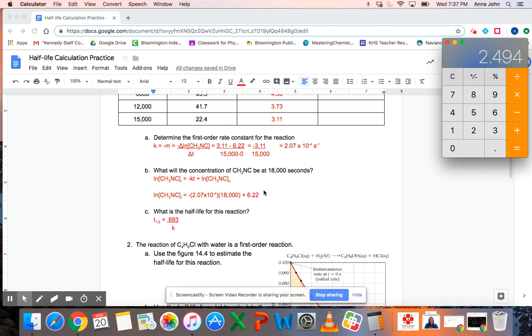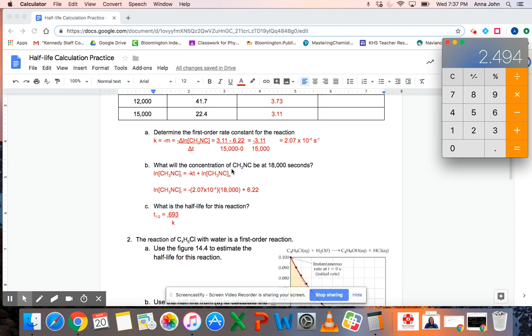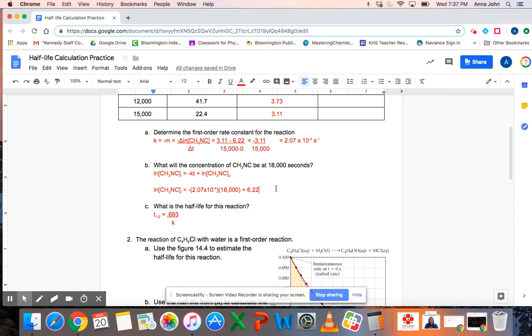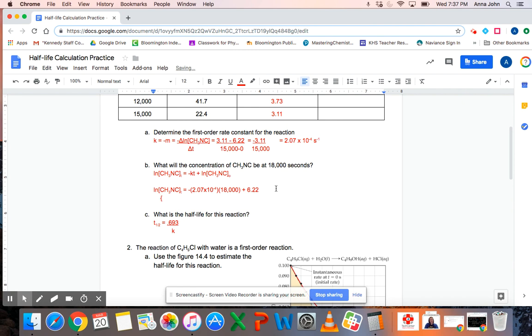I don't want the natural log of the concentration. I want to know the actual concentration. So what I'm going to need to do is undo the natural log. To do that, you take the inverse log, which is this button here. I'm going to do the inverse log of that value, and I get 12.1 for my answer. The concentration of CH3NC is 12.1 molar.